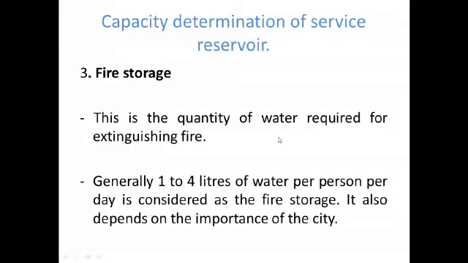And the third one is the fire storage. This is the quantity of water required for extinguishing fire, and generally it is 1 to 4 liters of water per person per day. And it also depends on the importance of the city, whether it is commercially established, or whether it is an industrial city, or whether it is a thickly populated city. Based on that, as we have already discussed, the fire demand is taken into consideration, and the quantity of water is kept reserved here as fire storage.